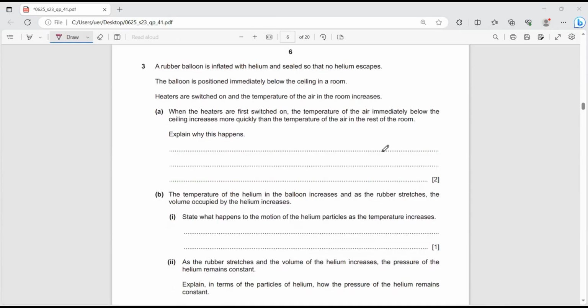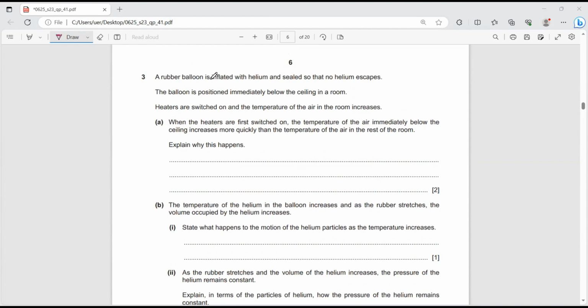Okay, guys, we discussed number 3 now. Rubber balloon, inflated with helium. Immediately, heaters are switched on, and the temperature in the room increases. When the heaters are first switched on, the temperature immediately below the ceiling increases more quickly than the temperature of air in the rest of the room. Explain why this happens.